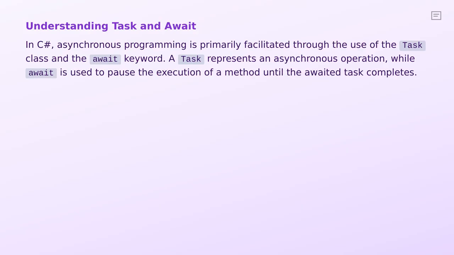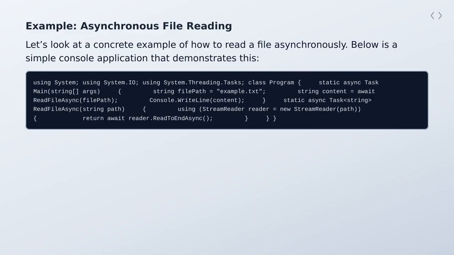Let's move on to understanding Task and await. In C#, asynchronous programming is primarily facilitated through the use of the Task class and the await keyword. A Task represents an asynchronous operation, while await is used to pause the execution of a method until the awaited task completes.